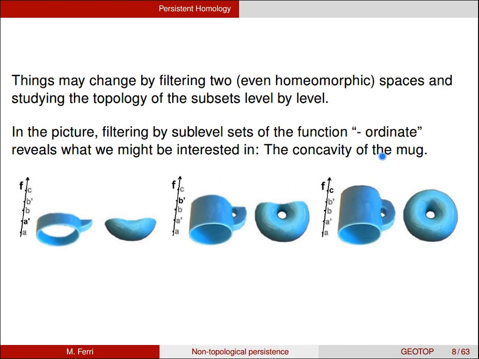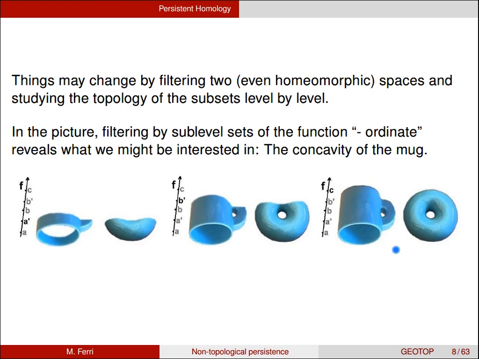Okay, so if you just take the sub-level sets of height, here I see something. I see a 1 cycle for the mug, which is not present for the donut. I go up and then I get 2, because this is a 1 cycle and this is a 1 cycle, whereas the donut only has now a 1 cycle. And at the end, this has just one cycle, because you have the bottom of the mug which closes one of the 2 1 cycles.